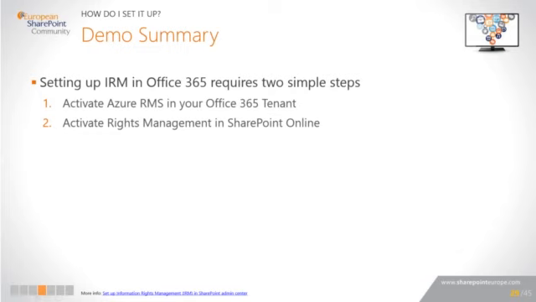So just to summarize what we've just seen. To activate IRM in SharePoint Online, assuming that you have an enterprise E3 or E4 subscription or one of its academic or government equivalents, requires only 2 steps. You first activate rights management in the Office 365 tenant, and then you activate rights management in SharePoint Online.